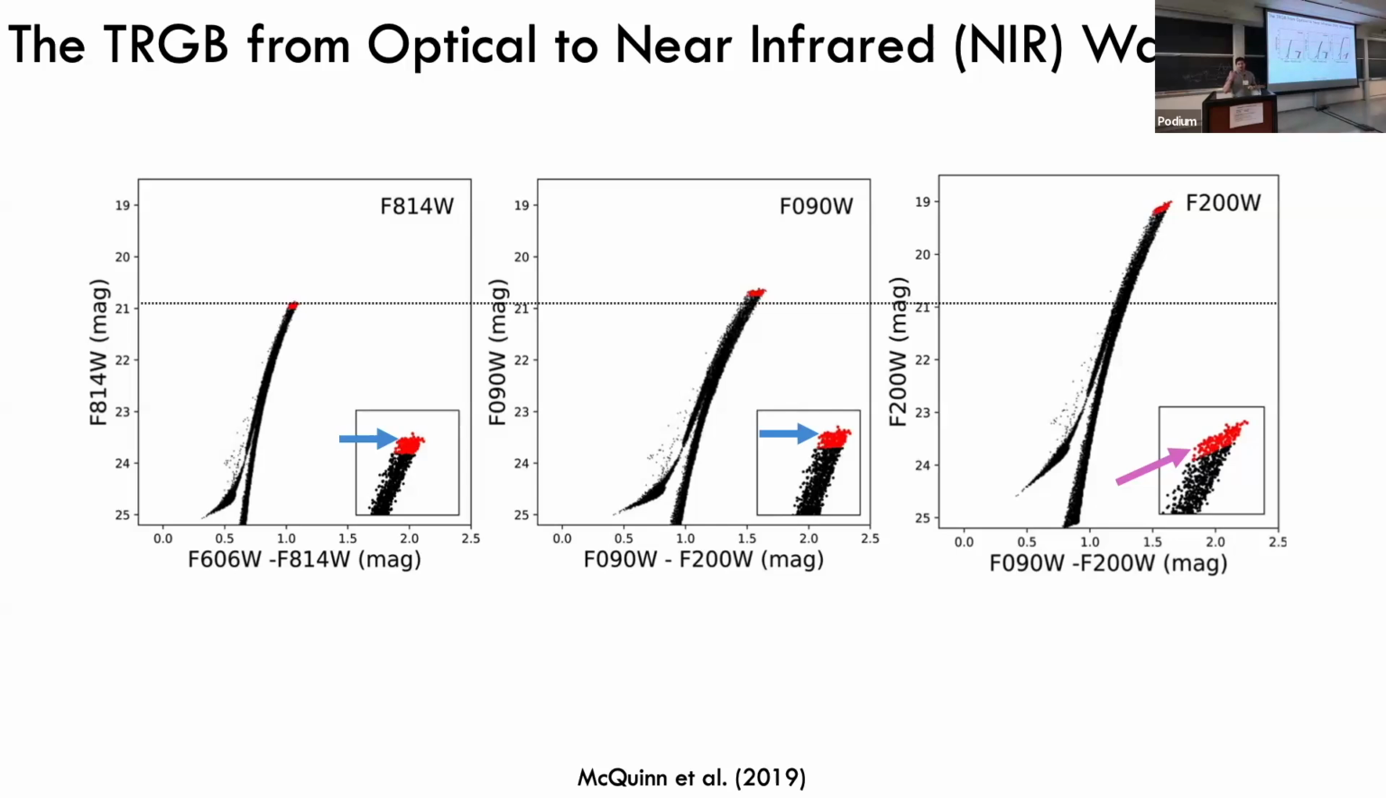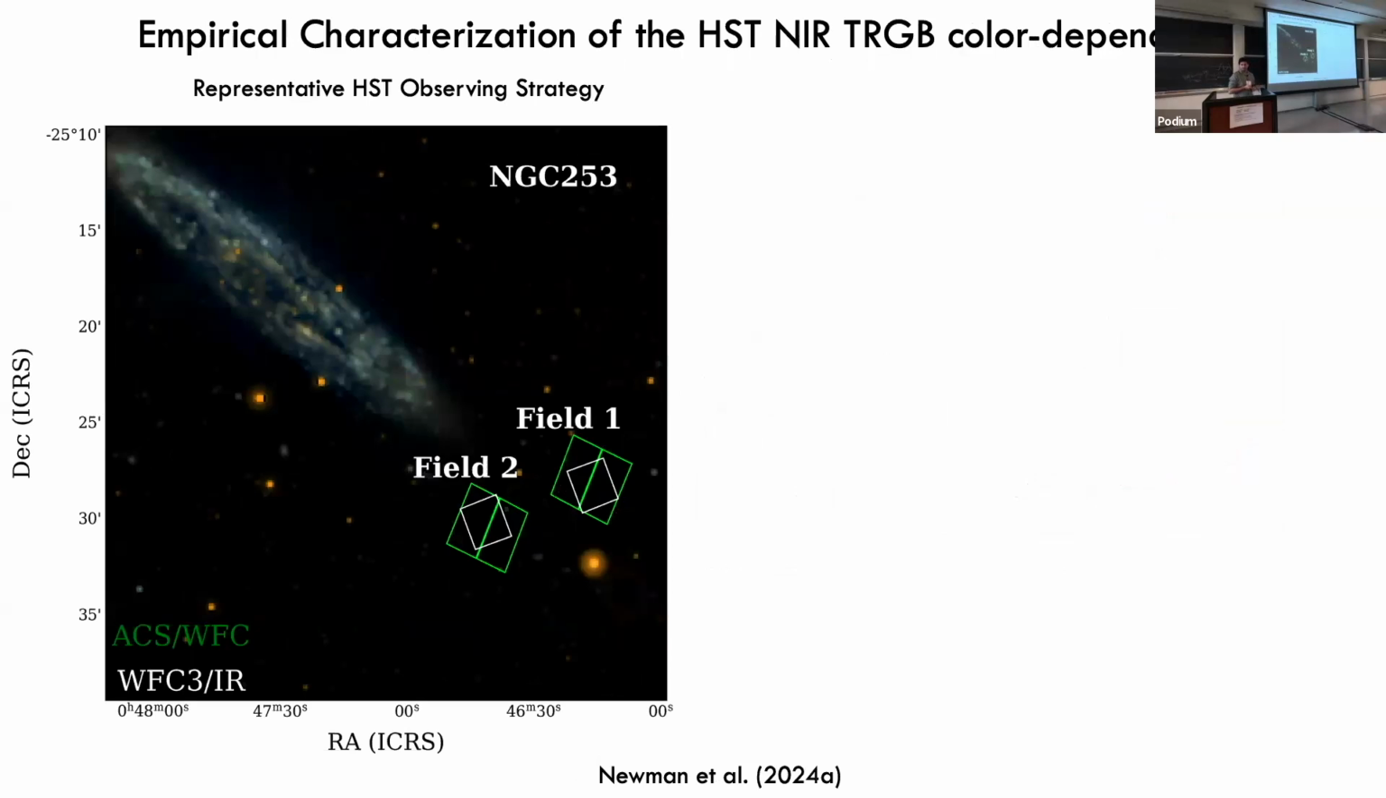This effect is one that's due to metallicity and age differences, and the color traces these metallicity and age differences. So in order for the TRGB to be a robust and precise distance indicator in the near infrared, we need a way to calibrate this metallicity slash color dependence. So we just did that.